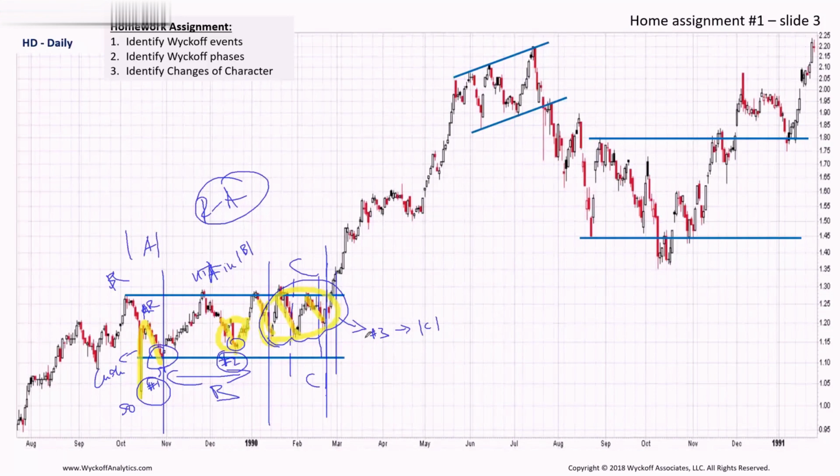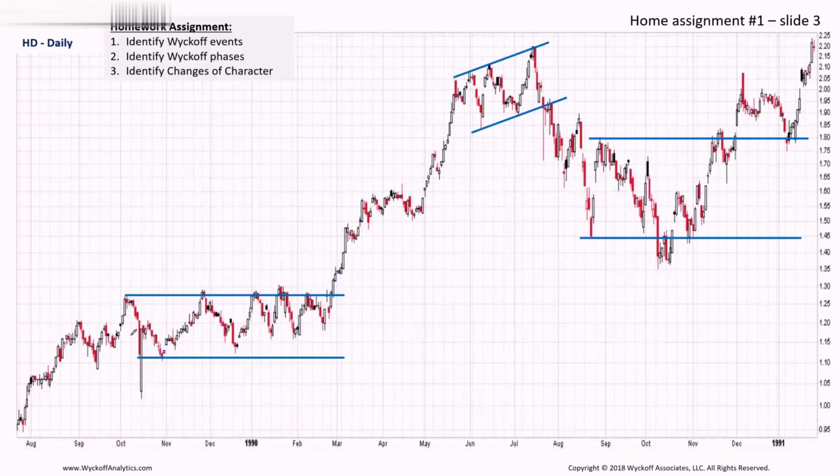I don't mind labeling it differently, right? So my first labeling was somewhere here, and I think on my slide, that's how it is. But I would be paying more attention to the texture of the structure within each of the phases. So then what we have here is a buying climax, shakeout, automatic rally, secondary test, phase A.